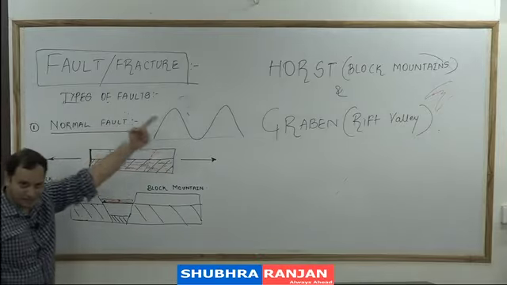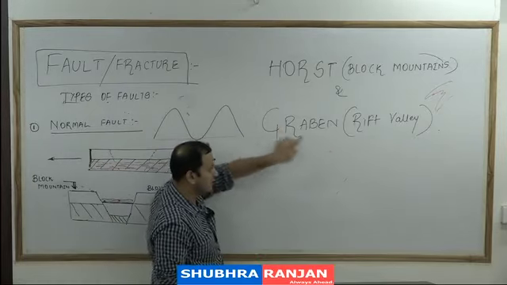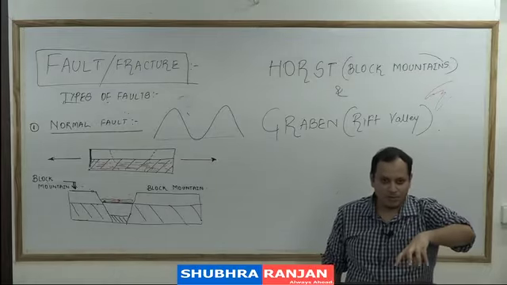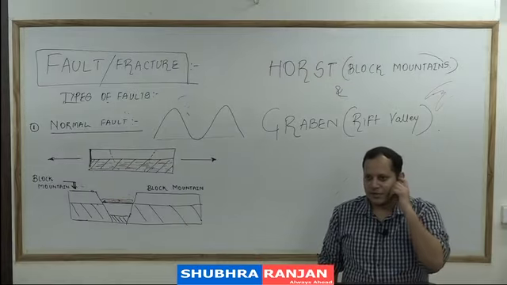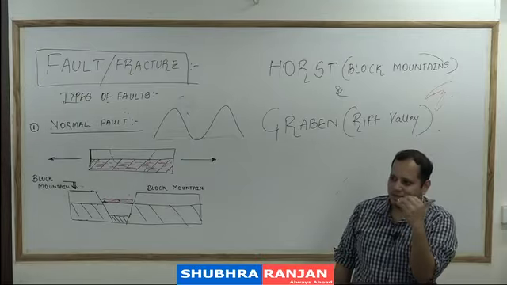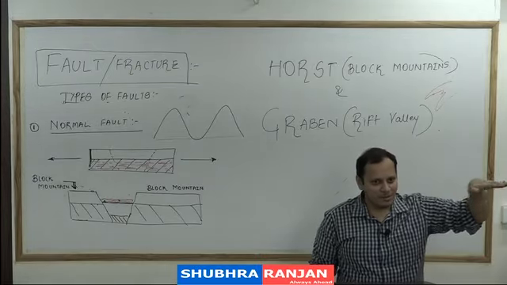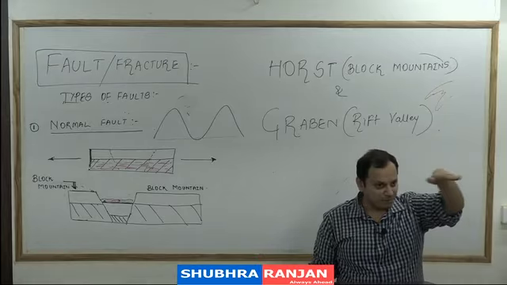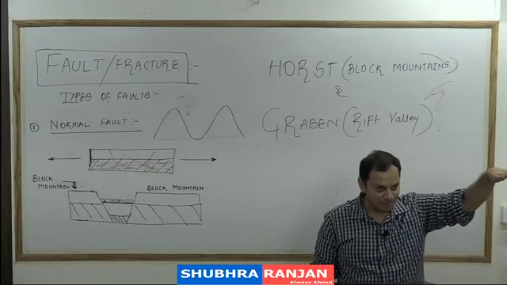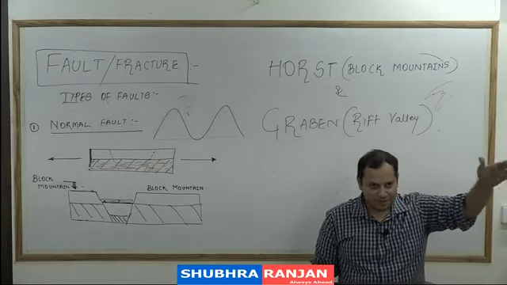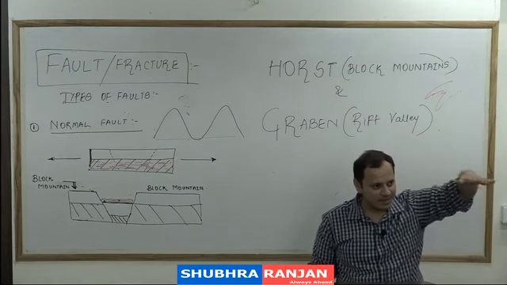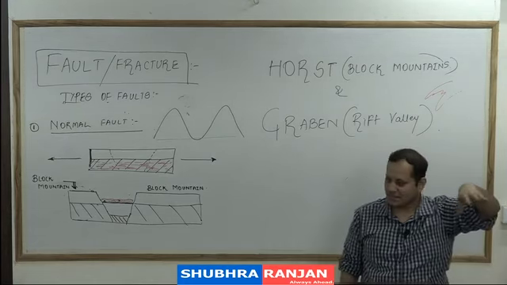These words you will have to remember. Horst and graben. Horst means block mountain. So can I say block mountain can come in the exam as tabletop mountain? Remember, it is also a tabletop mountain. More or less, it is a flat mountain, because the other mountains are anticline and syncline. This one is flat. More or less, it is flat.